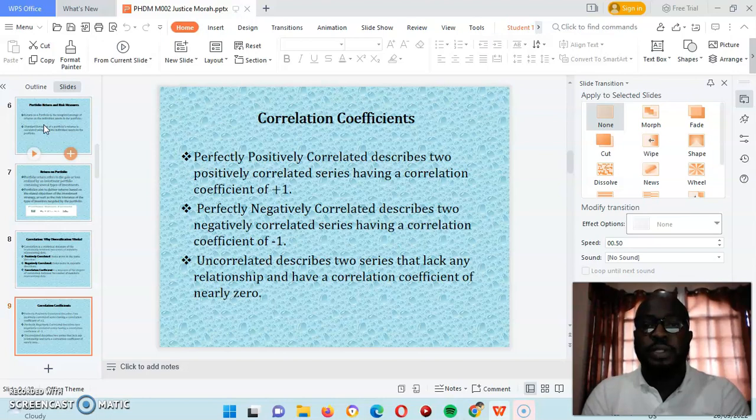We have the correlation coefficient. Perfectly positively correlated describes two positively correlated series having a correlation coefficient of +1. Then perfectly negatively correlated describes two negatively correlated series having a correlation coefficient of -1. Uncorrelated describes two series that lack any relationship and have a correlation coefficient near 0.